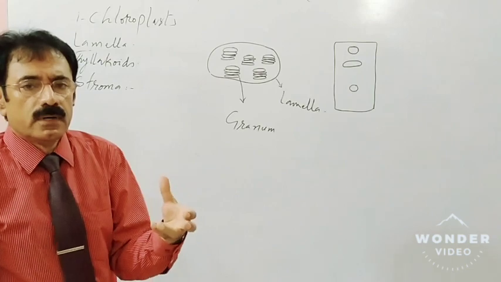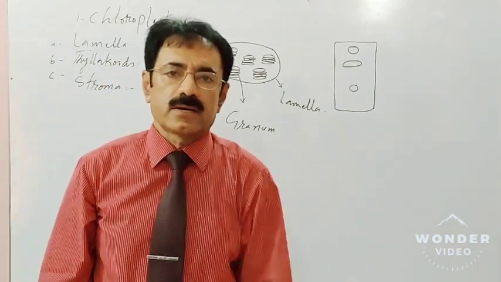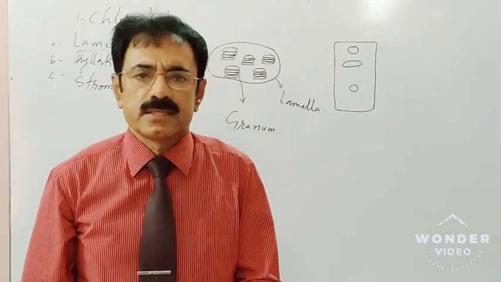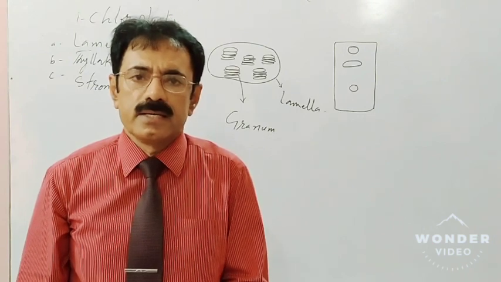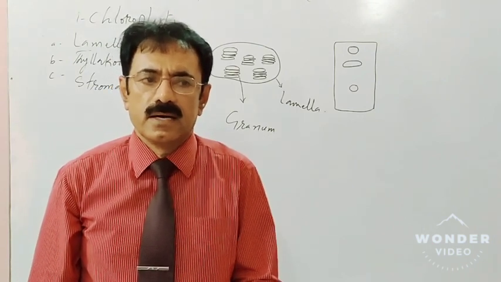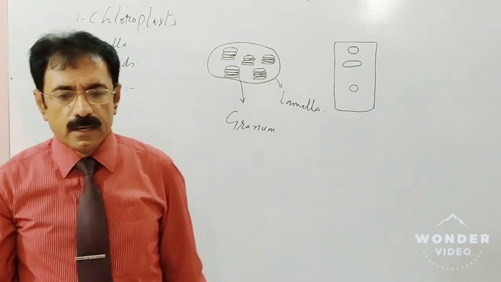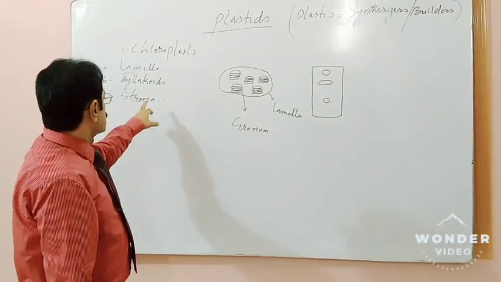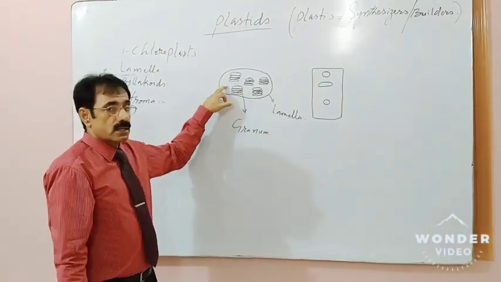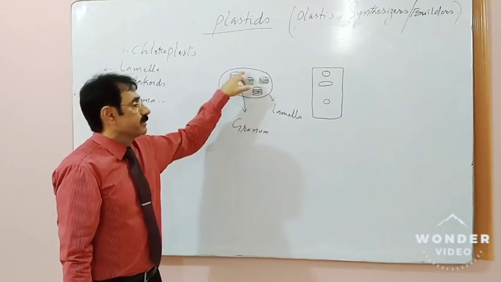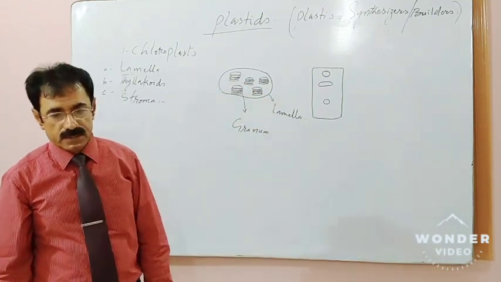Stroma is a fluid that is a complex mixture of a variety of substances, including different types of enzymes, hydrogen ions, and many other materials. So the stroma is a complex mixture. It is not a simple mixture. It is a complex mixture of a variety of substances.